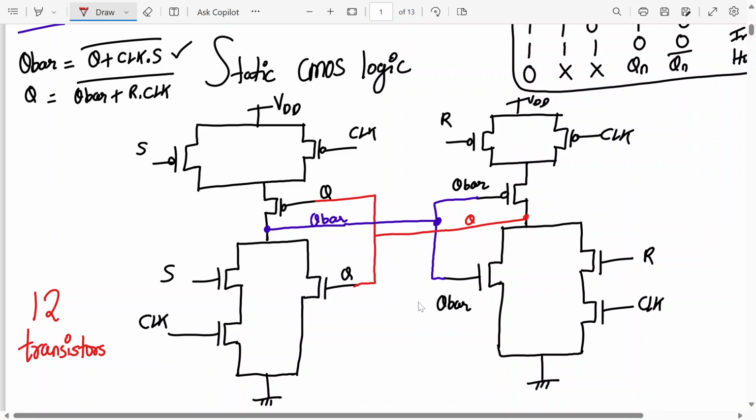AOI-based circuit, what is the advantage? Do you know? AND-OR-Invert, what is the advantage? The advantage is that the transistor count is less. As you can see here, we require 12 transistors. If we follow the traditional method, it will require more than 12. So that is the advantage.